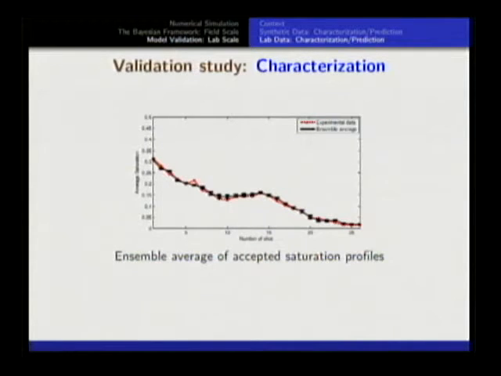So this is the validation. We have the experimental average saturation values at 15 cc in red, and the black curve is the ensemble average of our accepted saturation profiles. Except for this bump here that might be related to the equipment to measure pressure they have at this location, which is introducing a bad behavior for the measurement here. Otherwise, we get a nice agreement.